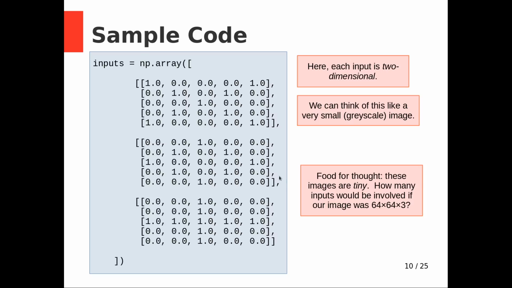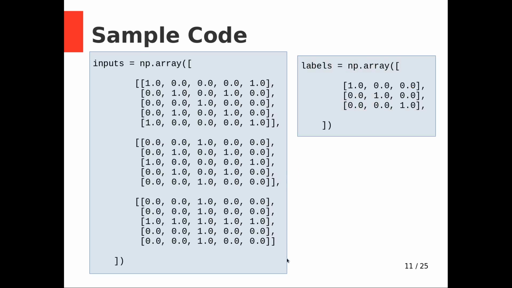But we have our 64 by 64 by 3 images. I'm sorry, we have our 5 by 5 by 1 images. And here are our 3 labels. And we see that once again, they're 1-hots, and I have assigned 1 to the X case.